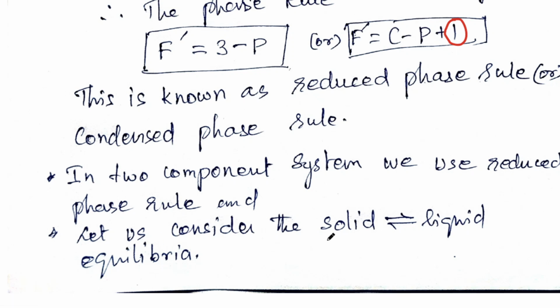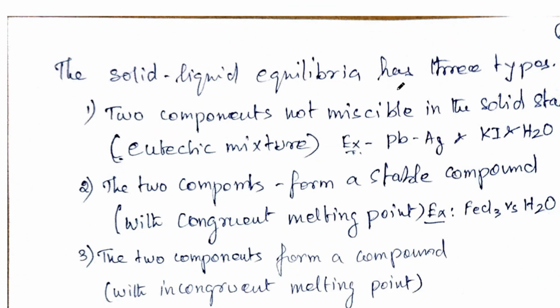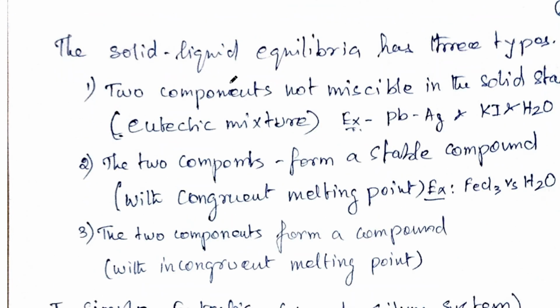Now let us consider solid liquid equilibria alone in our examples. In solid liquid equilibria, there are 3 types of system possible. The one type is where the two components that we take are not miscible in the solid state but completely miscible in the liquid state, and that mixture is called a eutectic mixture. An example is the silver lead system. Another example is the potassium iodide and water system.